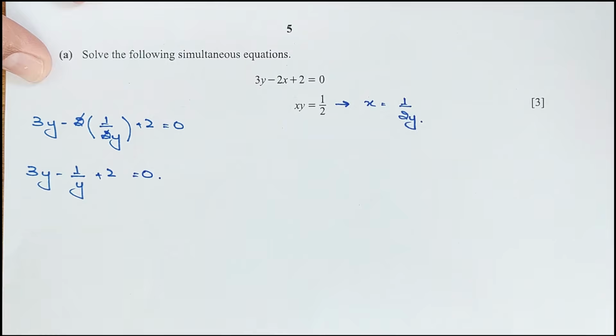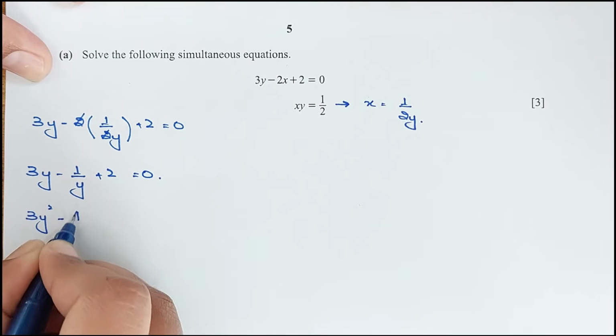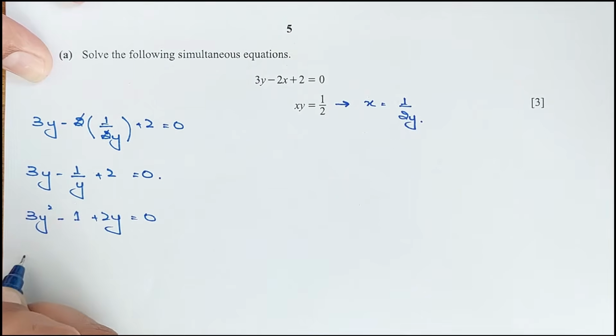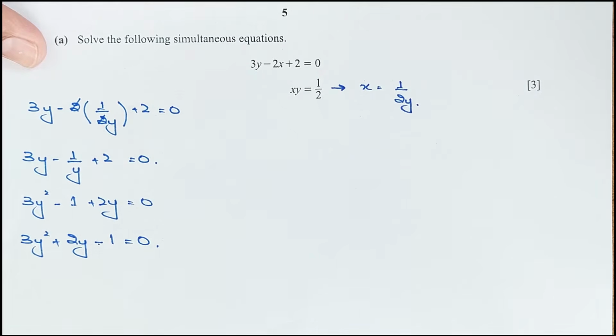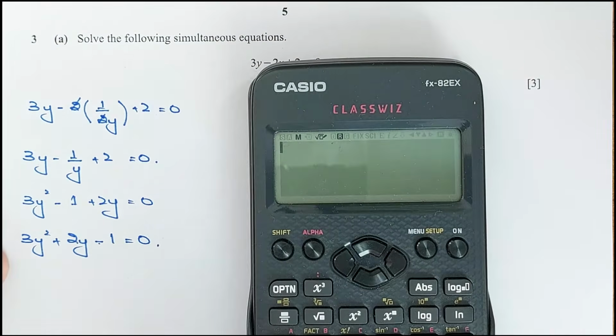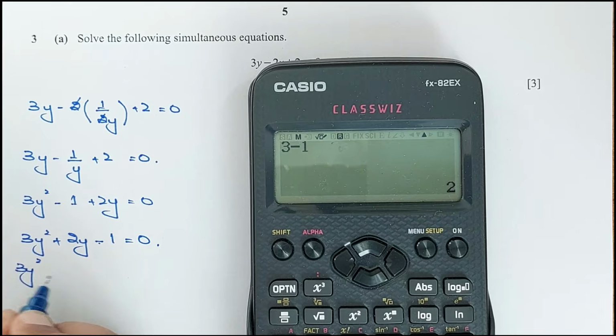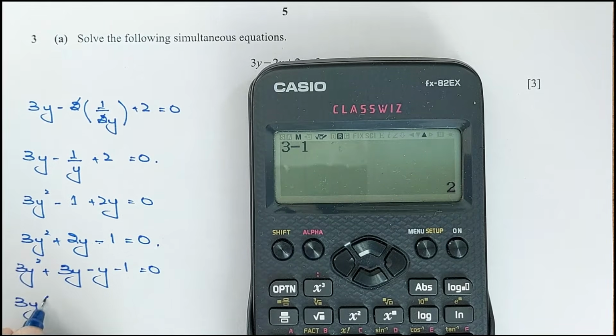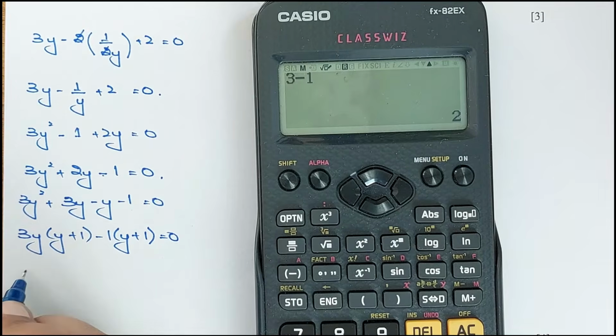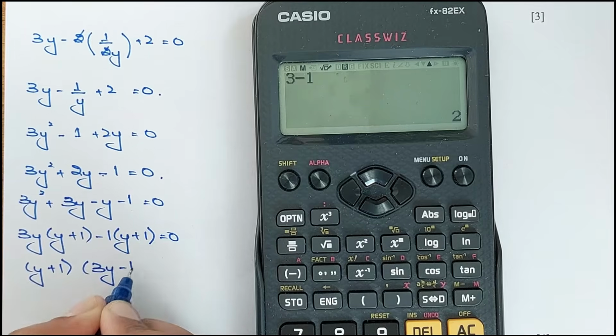Now we can take y as an LCM, or just multiply throughout the equation by y. So we have 3y squared minus 1 plus 2y equals 0, or 3y squared plus 2y minus 1 equals 0, right? Now this is a quadratic equation in the variable y. If I factorize this, we have 3 times minus 1, and the factors are 2. So 3 minus 1 is 2. Yes, 3y squared plus 3y minus y minus 1 equals 0. So 3y is common, y plus 1, minus 1 is common, y plus 1 equals 0. The two factors are y plus 1 and 3y minus 1 equals 0, right?